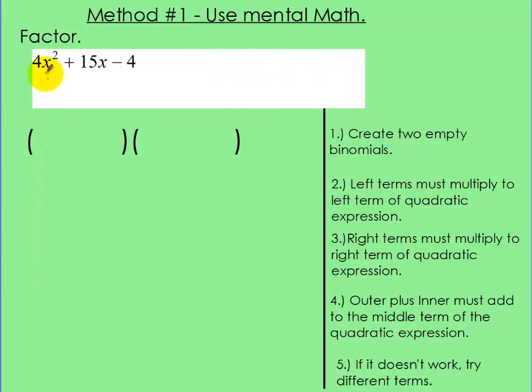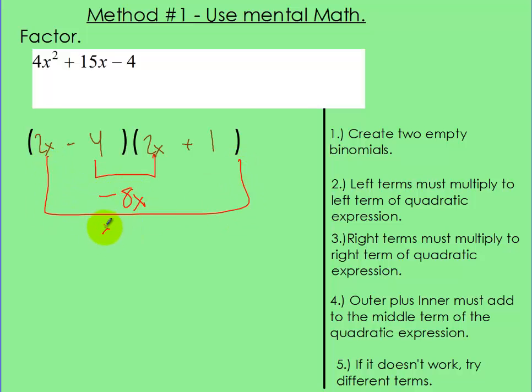Last one, let's do one more. Multiplying to 4x squared, it could be 2x and a 2x, so let's try that first. And then the right-hand sides have to multiply to negative 4, so I'll try negative 4 times positive 1. If I do that, what happens? Negative 4 times 2 is negative 8x, and 2 times 1 is positive 2x. That adds up to negative 6x. That doesn't work because I want 15x.